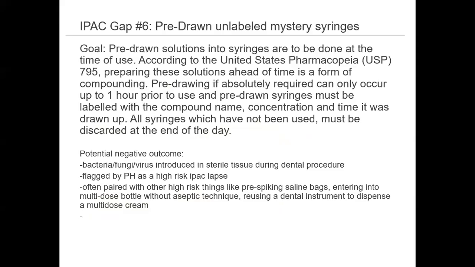IPAC gap number 6, pre-drawn unlabeled mystery syringes. We don't see this a whole lot, but we have seen them on occasion, so it's worth mentioning. Pre-drawn solutions into syringes are to be done at the time of use. According to the United States Pharmacopoeia 795, preparing these solutions ahead of time is actually a form of compounding. So pre-drawing, if absolutely required, can only occur up to 1 hour prior to use, and pre-drawn syringes must be labeled with the compound name, concentration, and time it was drawn up. All syringes which have not been used must be discarded at the end of the day.